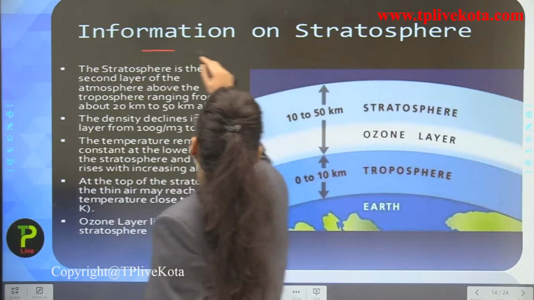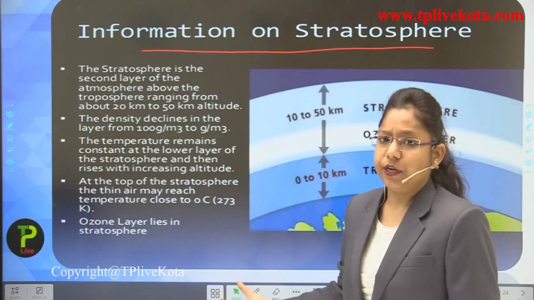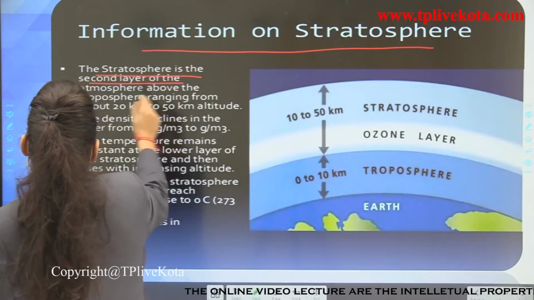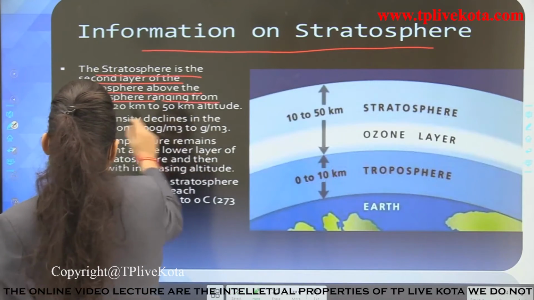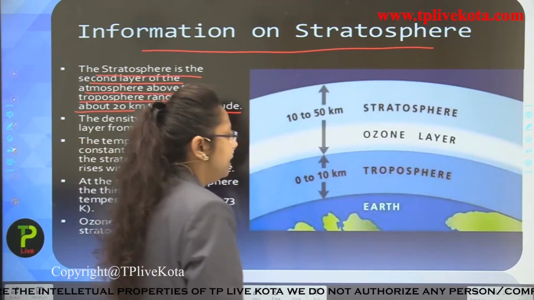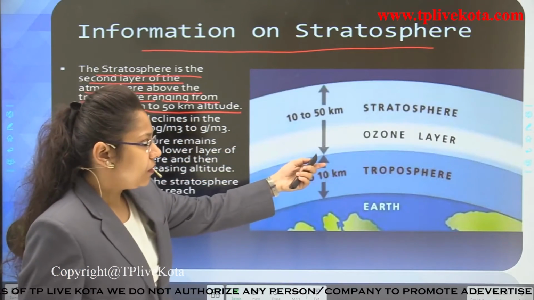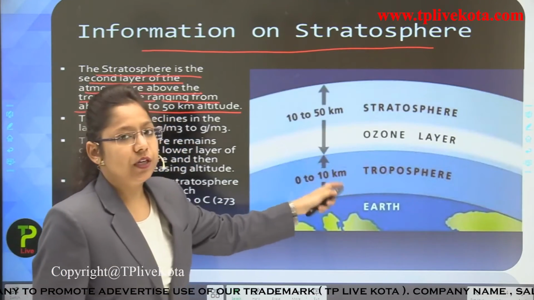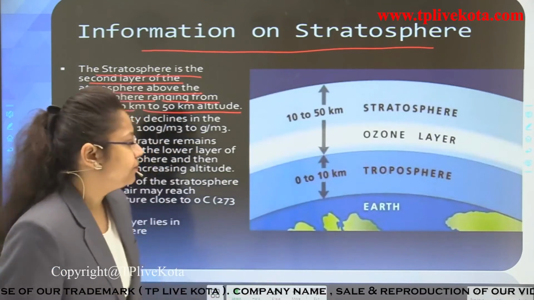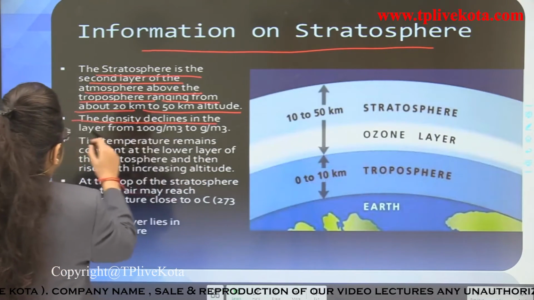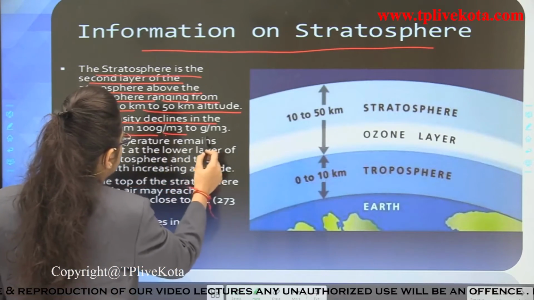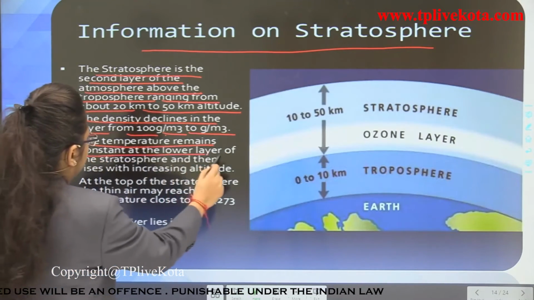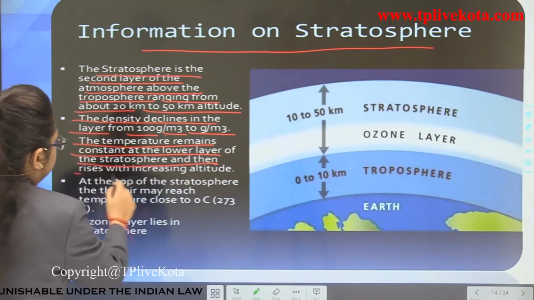Now, information on the stratosphere. This is just a short point about the stratosphere. You can see over here, the stratosphere is the second layer of the atmosphere above the troposphere, ranging from about 20 kilometers to 50 kilometers of altitude. Just above the troposphere the stratosphere is present, and between the stratosphere and troposphere the ozone layer is present. Remember this. Now, the density declines in the layer from 100 gram per meter cube to gram per meter cube. The temperature remains constant at the lower layer of the stratosphere and then rises with increasing altitude.